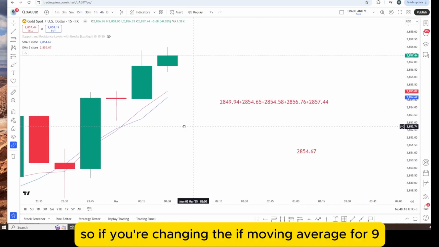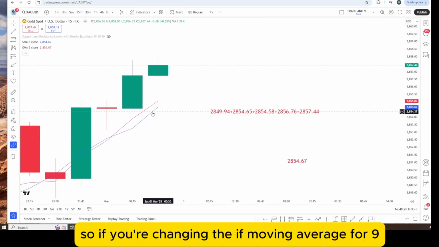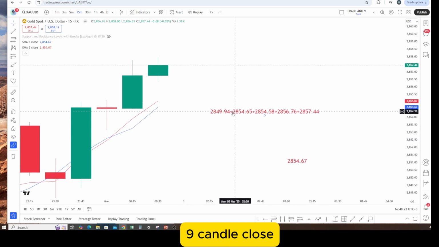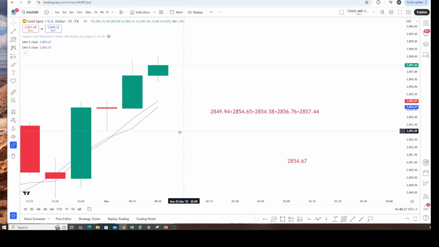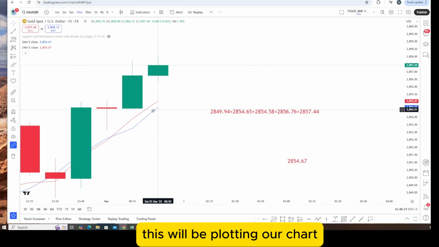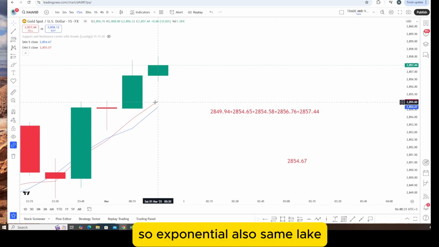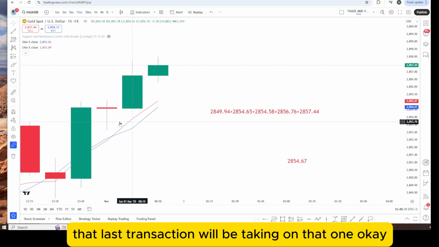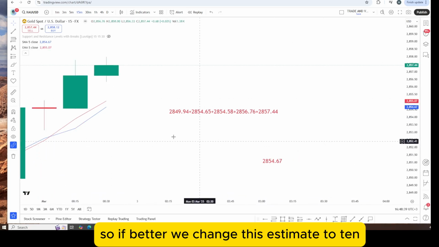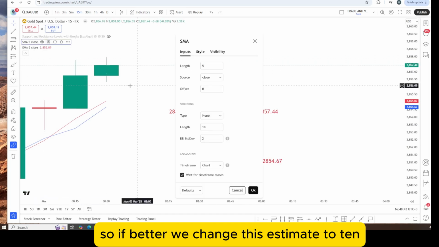So if you are changing the moving average to 9, then you will have to take the last 9 candle closes, add them, and divide by 9. So, making it easier, this will be plotted on our chart. Exponential is also the same: however many periods the moving average uses, the last price action will be taken for that. Okay. So if we change this SMA to 10, what will happen?